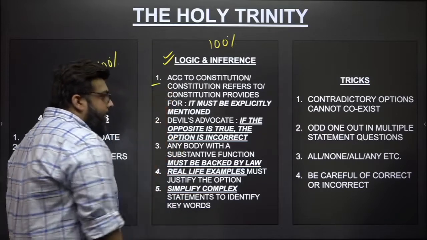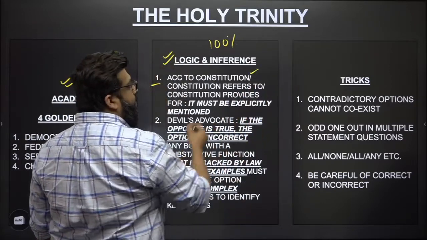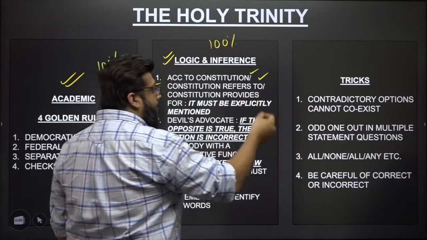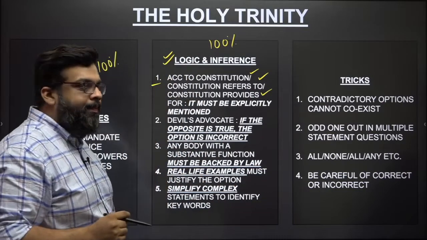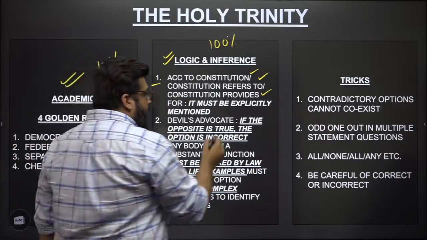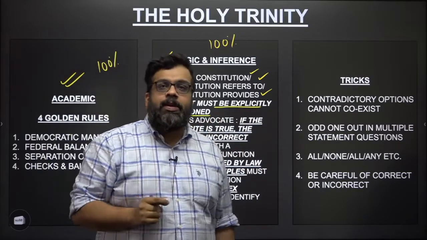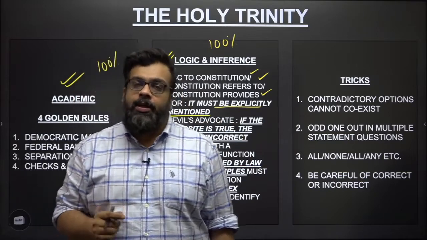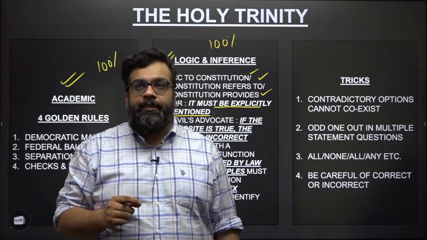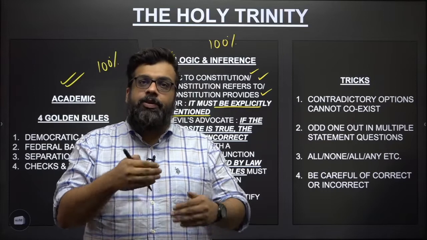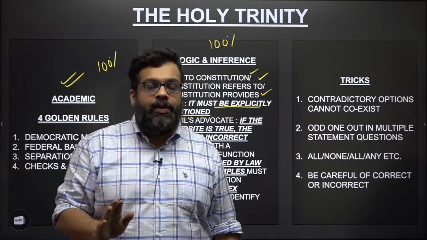1. If the prelims question says, according to the Constitution, or the Constitution refers to, or under the Constitution, or the Constitution provides for, then only that option which is explicitly in black and white, in those exact words mentioned in the Constitution, will be the correct answer. Any assumption, any derivation, any sort of 2 plus 2 equals 4, that kind of an interpretation, any commentary on it will not be the correct answer.